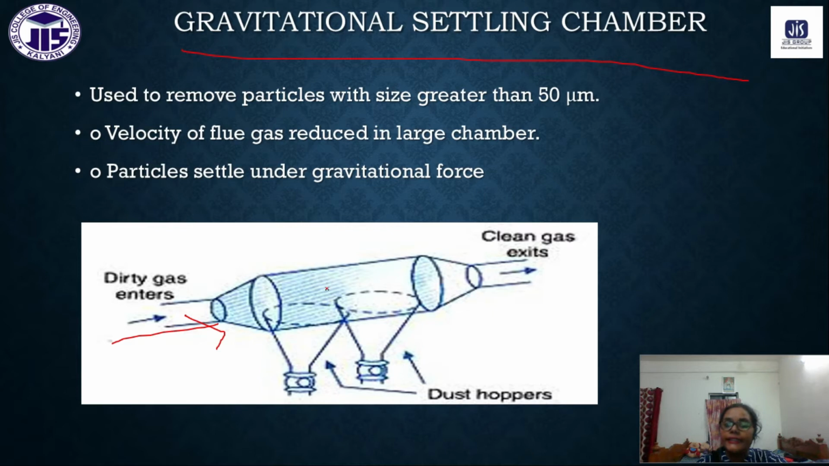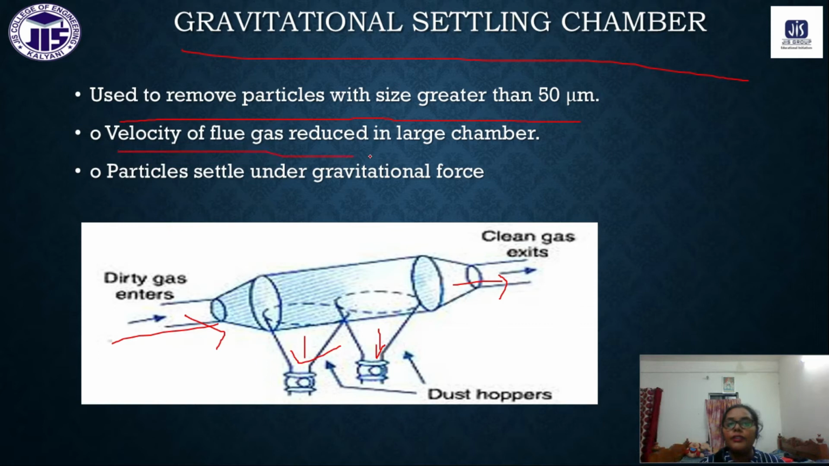This chamber is a large chamber, so while the gas enters it, the velocity will decrease. Thus whatever dust particles, whatever bigger large particles we have, will have the chance to settle down, and this is the dust hopper. From the outlet, the air we get is free to some extent from the dust particles. It is used to remove particles with size greater than 50 micrometer.